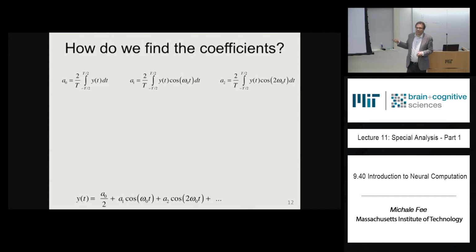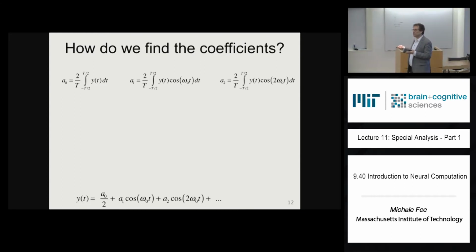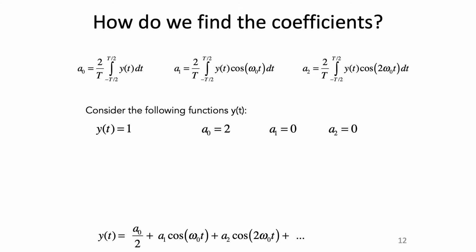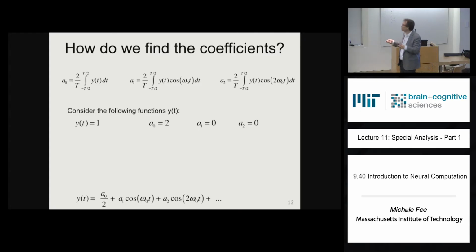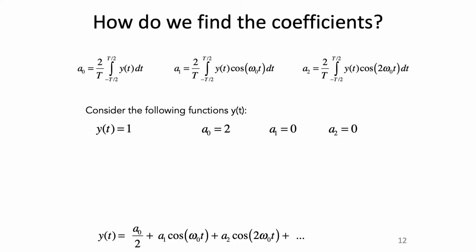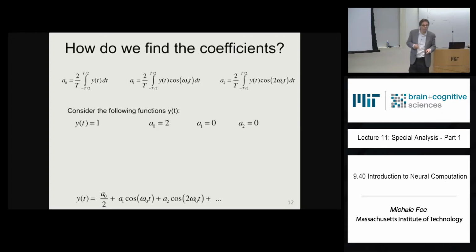Let's just take a look at what some of these coefficients are for some really simple functions. Okay? So there I've rewritten what each of those coefficients is as an integral. And now let's consider the following function. So let's say our function is 1. It's just a constant at 1. So you can see that this integral, from minus T over 2 to T over 2, is just T, multiplied by 2 over T, gives that coefficient is just 2.